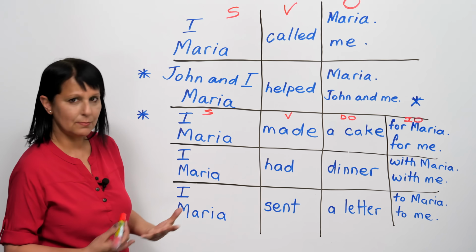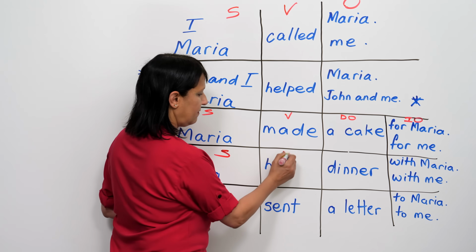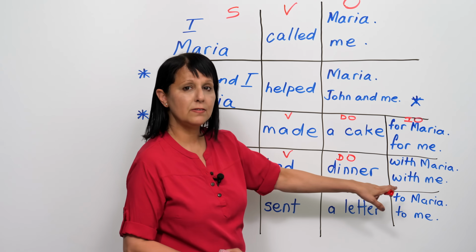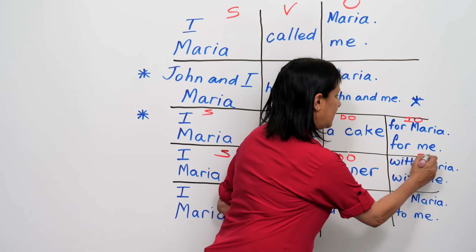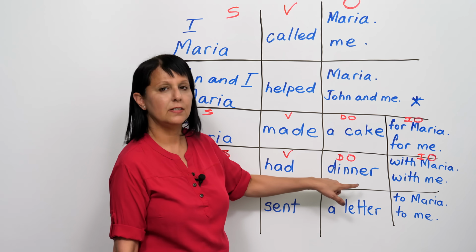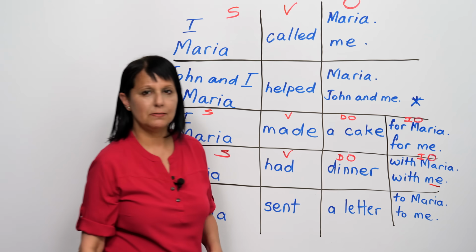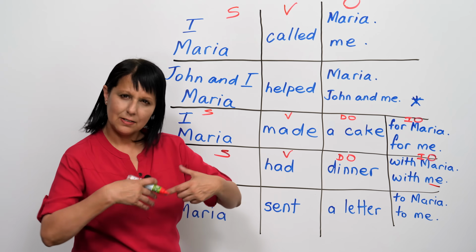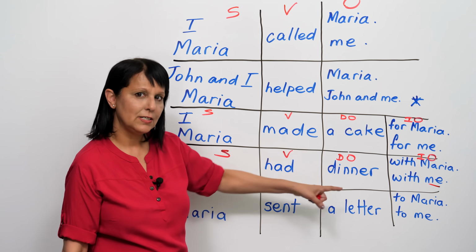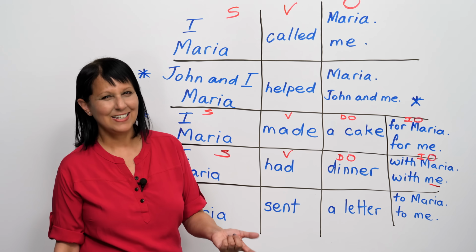All right? Let's look at some more examples. I had, okay, I, subject, had, verb, dinner, direct object, okay? And then with Maria, okay? Maria is the indirect object. Or Maria had what? Dinner with me, okay? So then again, you see me playing the role of an object, but it's a little bit more detailed object. It's an indirect object because this is the direct object. So again, it would be incorrect to say Maria had with me dinner. Okay? We don't expect that.